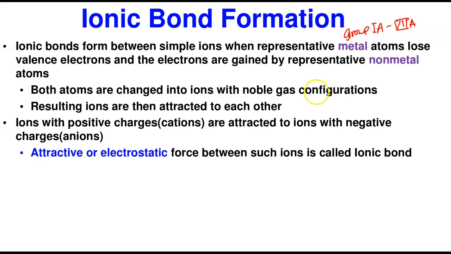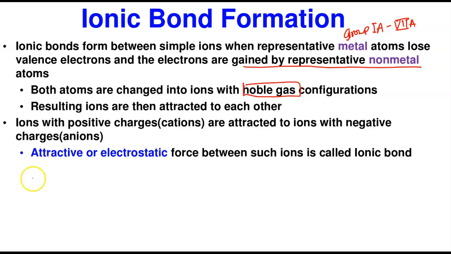individual octet rules. So again, what I have in my note says: when representative metal atoms lose electrons, and those electrons are gained by representative non-metals, both of them form noble gas configurations. Of course, both of those ions will form the noble gas configurations.